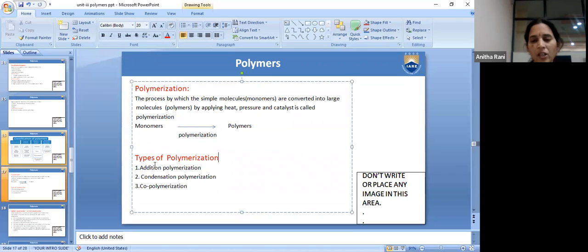Here, write more: types of polymerization. Types of polymerization: addition polymerization, condensation polymerization, copolymerization. Next class we'll discuss this more. Types of polymerization we'll discuss in the next class.